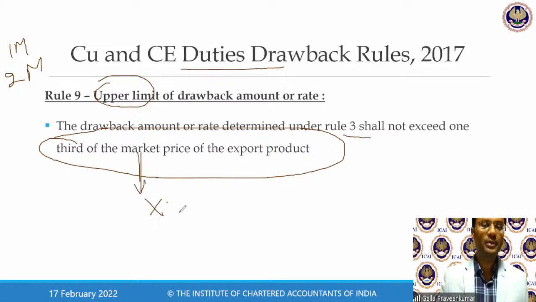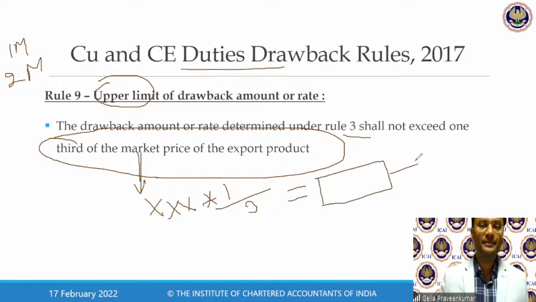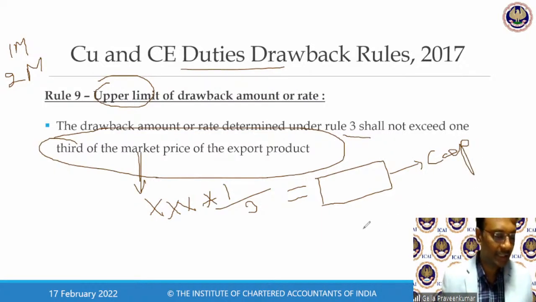Whatever is the market value, on that market value, if you apply 1/3, the resultant figure, what you're going to give, that is the capping. This is a cap. You cannot pay more than this particular duty drawback. Just to give you an example, let's quickly come to one problem which is there in your institute material.